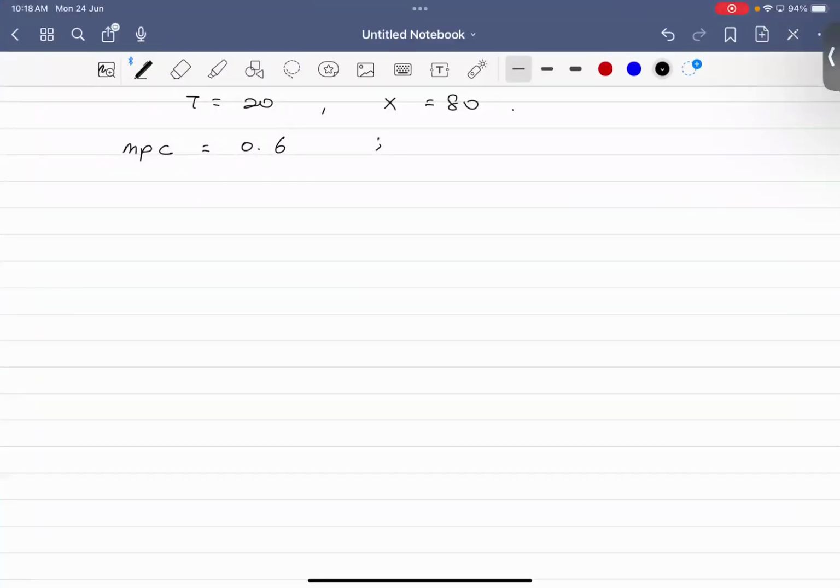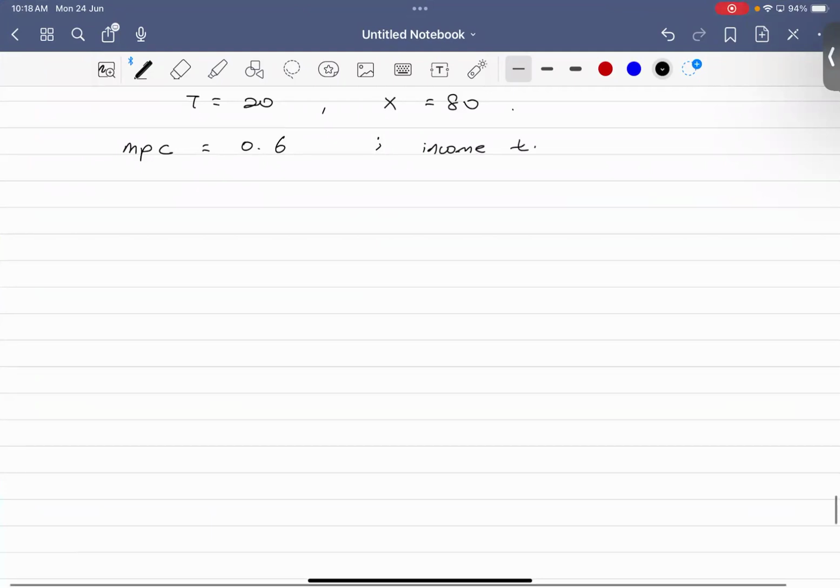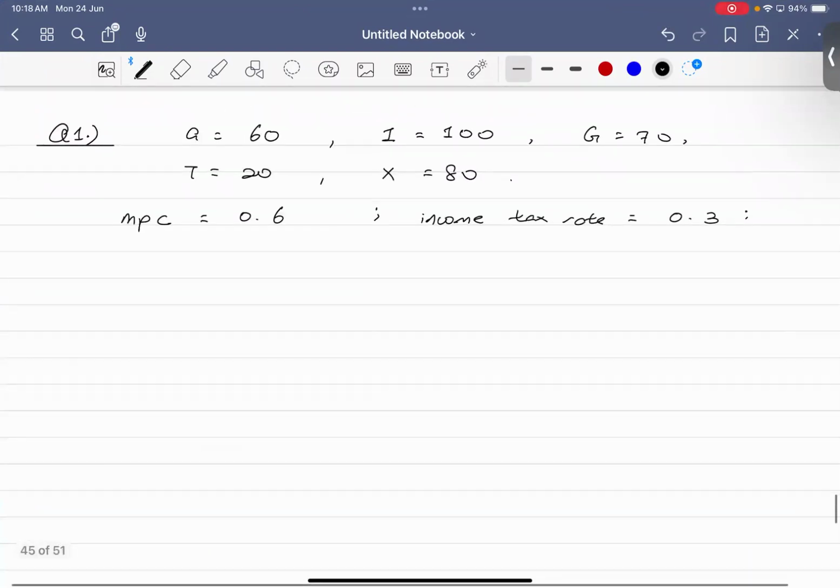So we have income tax rate 0.3. And then we have import rate, which is 0.1. Okay, you have all this information here already.